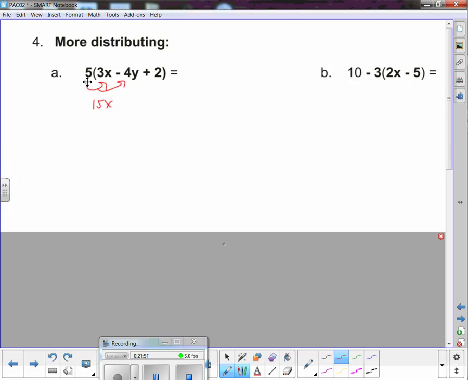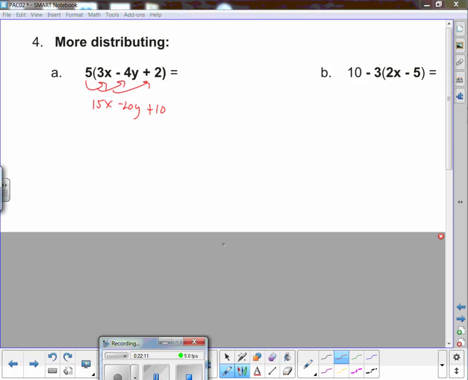5 times a negative 4y is a negative 20y. 5 times a positive 2 is a positive 10. How many got that right? Okay, good. Great job. Awesomely awesome. B has a pitfall. Do you guys want to try it? Yes. All right, try it.